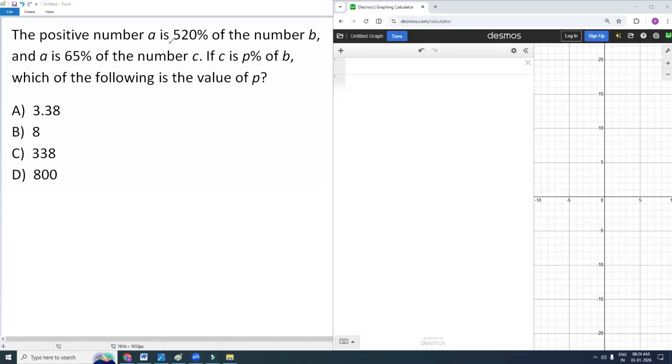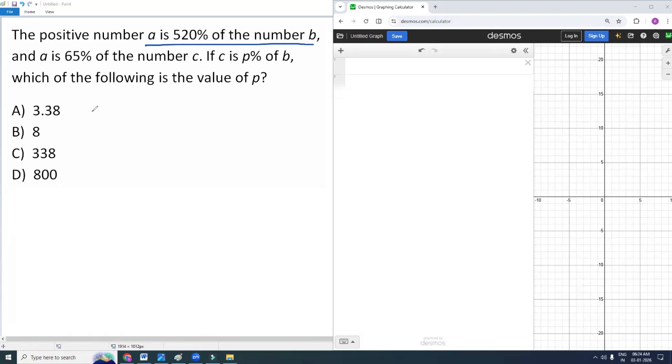The positive number A is 520% of the number B and A is 65% of the number C. If C is P percentage of B, which of the following is the value of P? Let's consider this information, that is A is 520% of the number B.